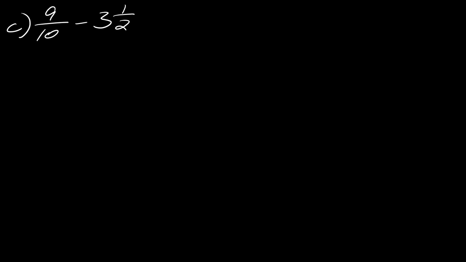Okay, so now let's take a look at C here. And if you've been watching my videos, you should know that for all mixed numbers, the way that we want to deal with this is we first want to just rewrite this as an improper fraction. So this is really going to be 9/10 minus, so this is all going to be over 2. So 3 times 2 is 6, plus 1 is 7. So this is what we want to do.